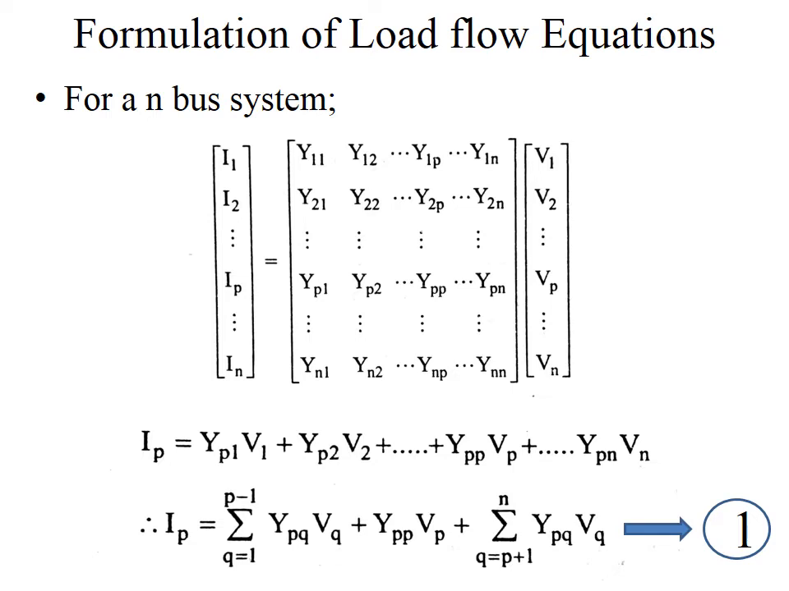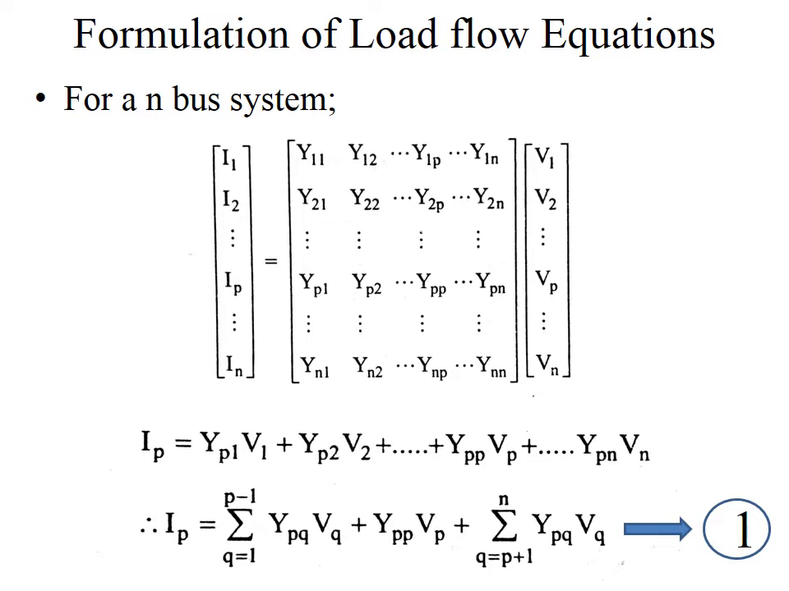Let us concentrate on the pth bus in the system. Let Ip be the current injected to bus p and Vp the voltage of bus p. From this matrix we can write Ip equal to Yp1 V1 plus Yp2 V2 plus etc., Ypp Vp plus etc., Ypn Vn.